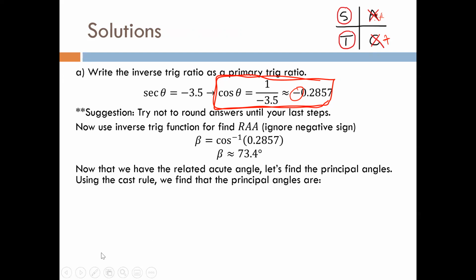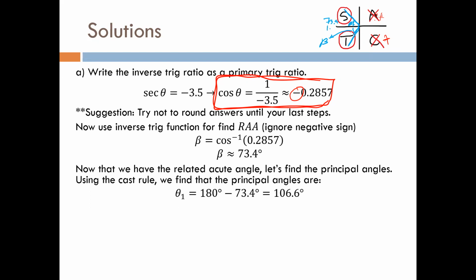So I'm going to draw a picture up here. If it's in the second quadrant, we know it has a related acute angle of 73.4. There's our beta angle. And then we also know here in the third quadrant it has a related acute angle, or beta, of 73.4. So we're going to use that to help us figure out the principal angles.